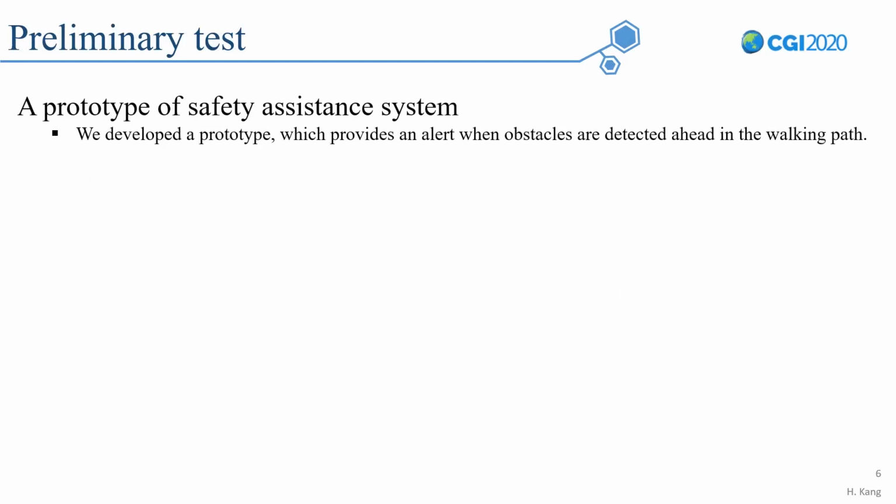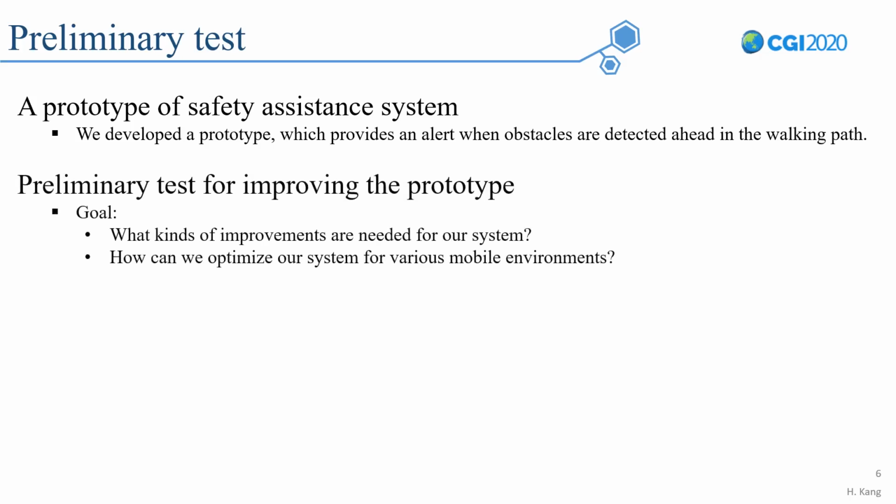Using the obstacle detection technique presented in the previous page, we developed a prototype of safety assistance system for walking persons. It provides an alert when obstacles are detected ahead in the walking path. With the prototype, we conducted a preliminary test to investigate what kinds of improvements were needed. In addition, we also investigated how it could be optimized for various mobile environments.